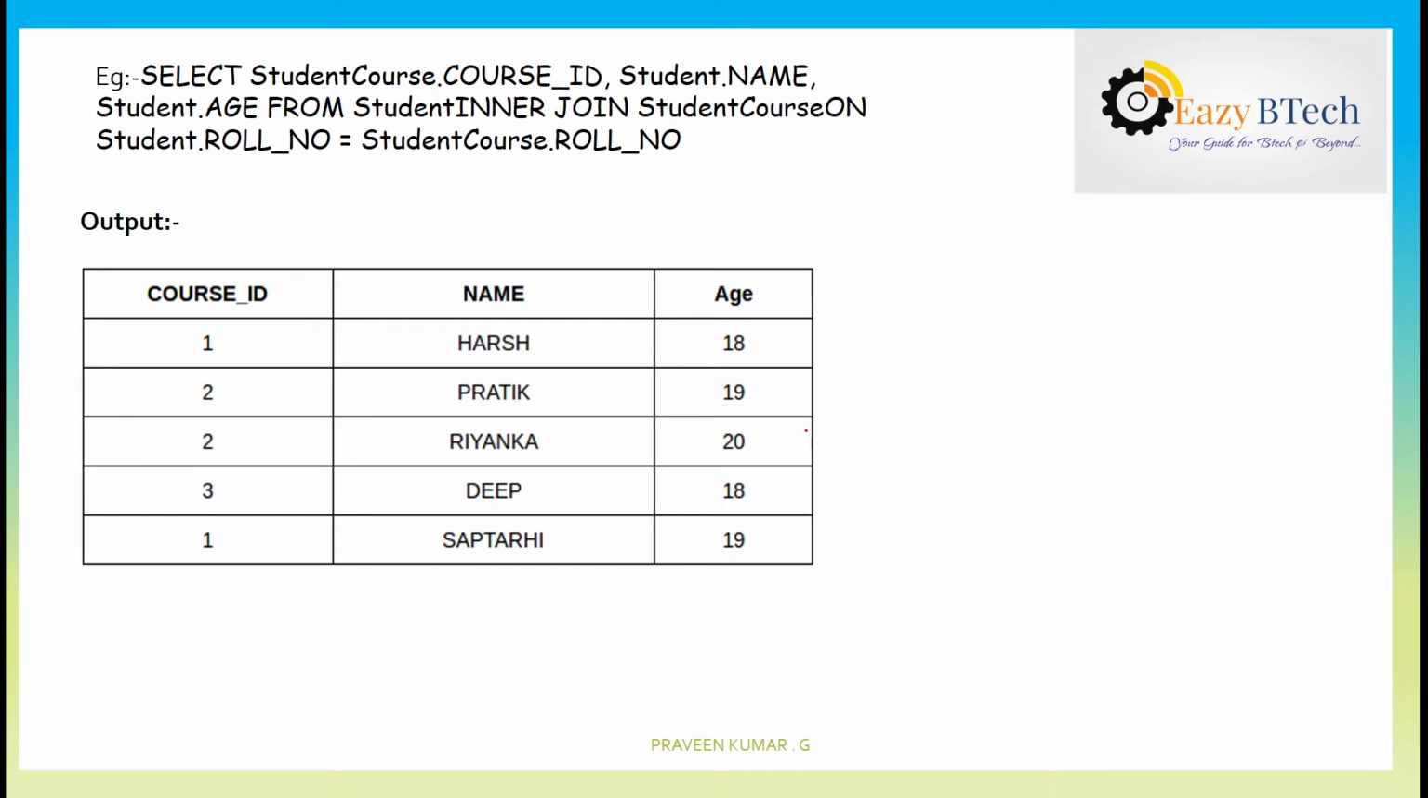What attributes do we want to print? We print course ID, name and age. The inner join is used to print the common values in both relations.